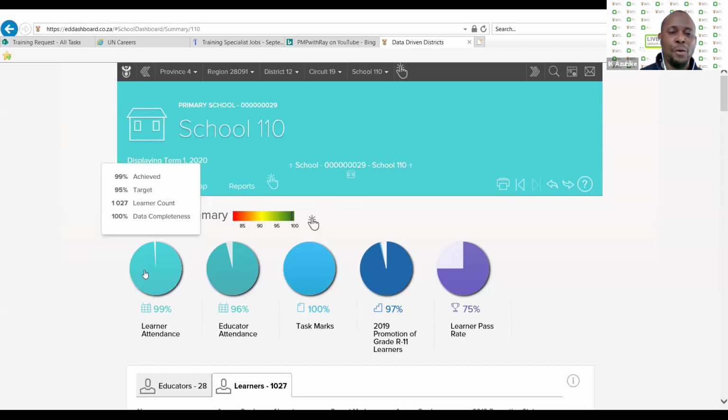So school 110 has 1,027 learners. And the last point here is the data completeness. When we talk about data completeness, we are saying, has the data been captured completely on SSAMS? There's a difference between whether the data has been captured correctly. We are talking about data completeness and not data correctness.